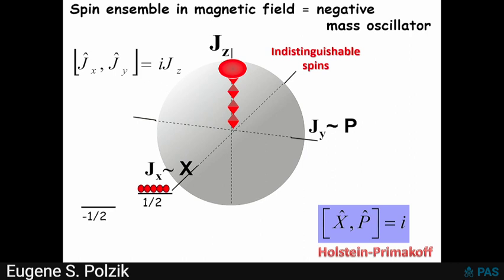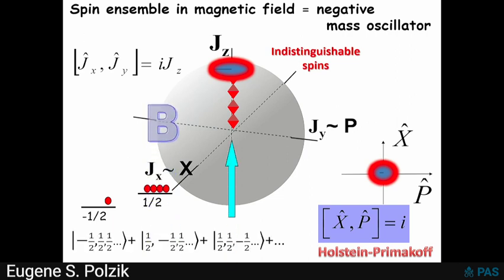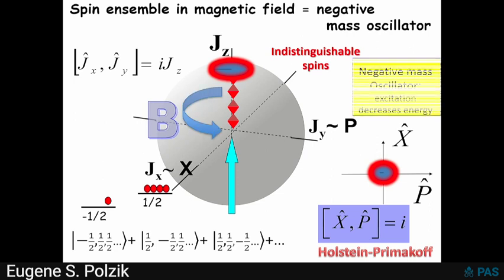And now if I manage to generate the first excited state of this oscillator by doing this, then the size of this first excited state will be larger than the size of the ground state, right? And therefore it will be a little closer to the South Pole and will have a little lower energy. And here is an oscillator where you add excitations and you reduce the energy. So that's a negative mass oscillator. And you put it in the magnetic field to make it oscillate, and life is good.